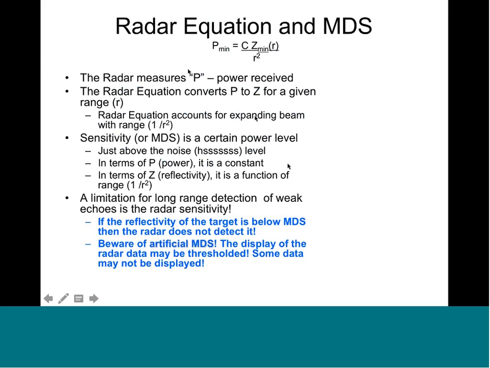So just to repeat what I just said, the radar measures power, and there's a minimum power that the receiver can detect. So that defines what the reflectivity minimum is. So the radar equation converts power to Z, and we can compute what this value is, and you will be doing that in your homework. So my fourth bullet here is to say that at long range, detection of weak echoes is limited by the radar sensitivity. If the reflectivity of the target, your drizzle, is below the MDS, then the radar doesn't see it.